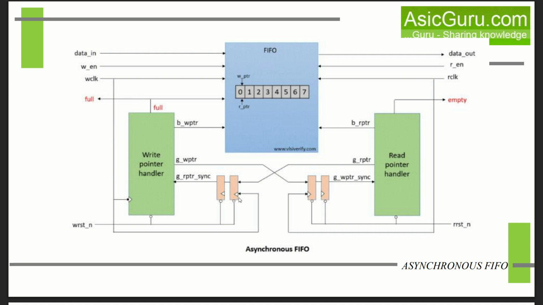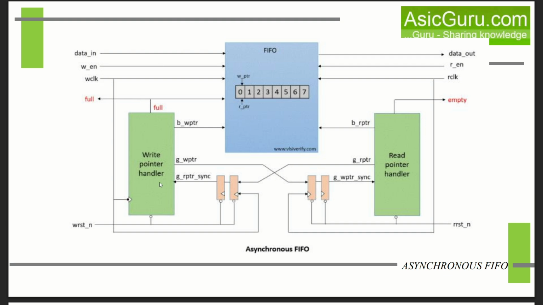Now let's understand the complete picture, how the FIFO is working. For the FIFO, we have data in and data out. Data in for write and data out for read. Write enable and read enable. Write clock for the write clock domain and read clock for the read clock domain.